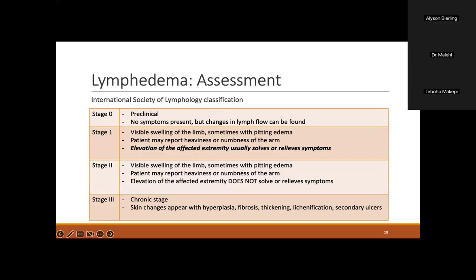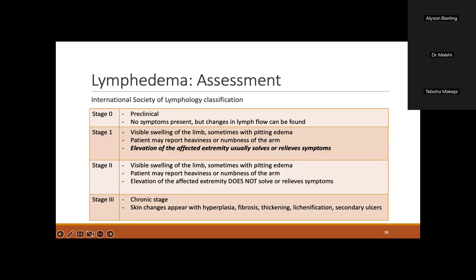So stage 0 is subclinical. So the patient is not yet experiencing symptoms, but changes in lymph flow could be found on imaging. Stage 1, so this is where the patient has now developed a visible swelling of the limb. So if you compare one arm to the other, one would have some swelling and enlargement.